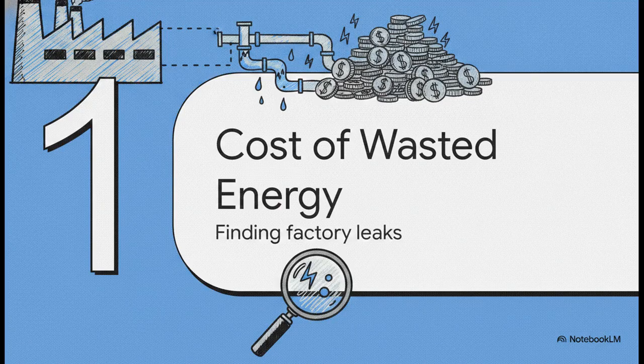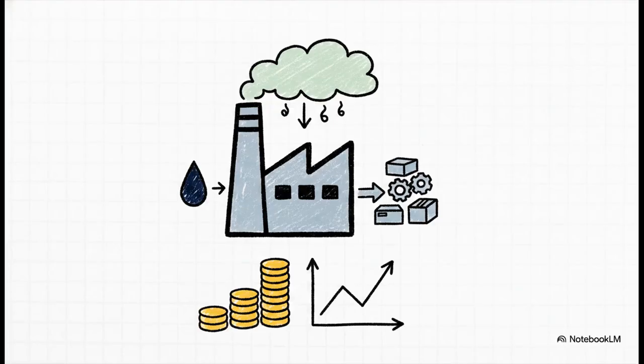All right, Section 1. The cost of wasted energy. We need to talk about finding the leaks in your factory, because you can't fix a problem until you acknowledge the financial drain it's causing. The core philosophy of our explainer today boils down to this. Energy efficiency is the absolute lowest risk climate action for MSMEs, simply because it directly links to cost saving.